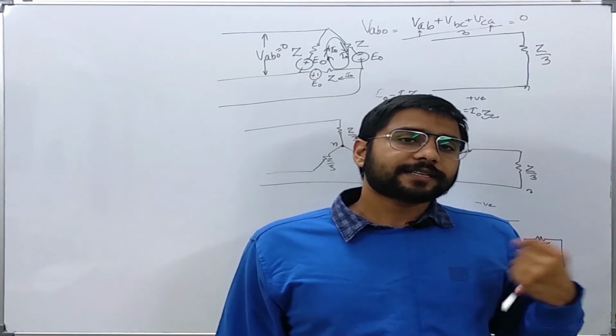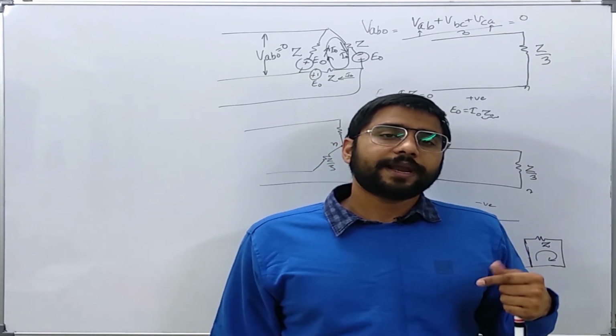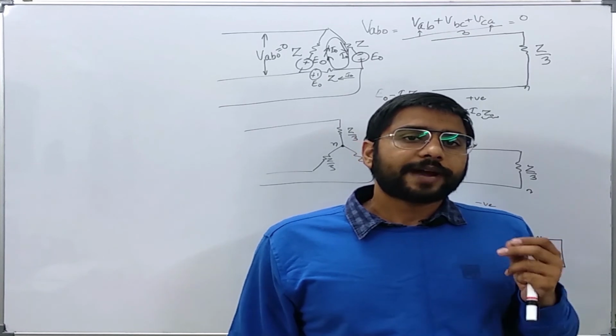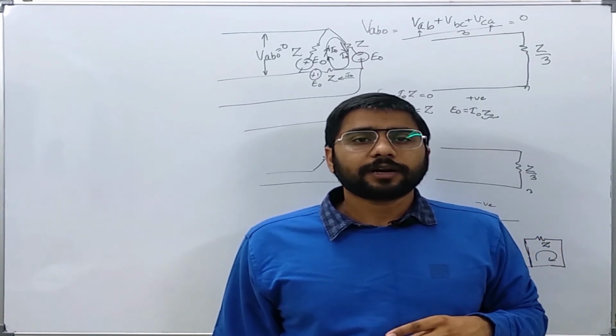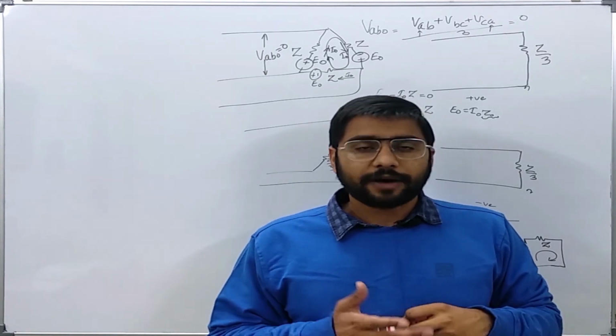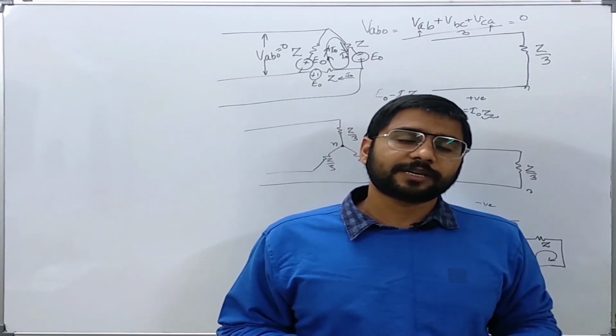Now in the next lecture we will try to solve a numerical example for finding the zero sequence network and the positive and negative sequence network of a delta with mutual coupling. However, that will also be a balanced system only.